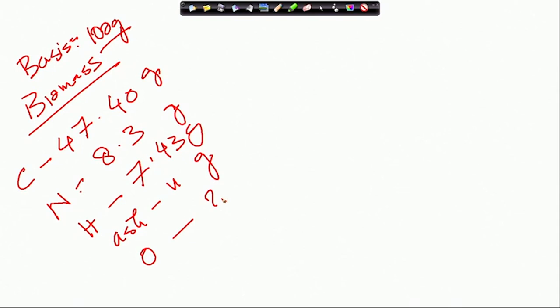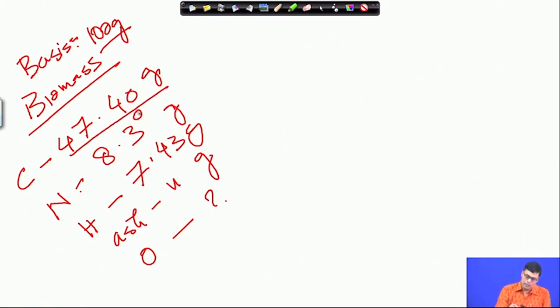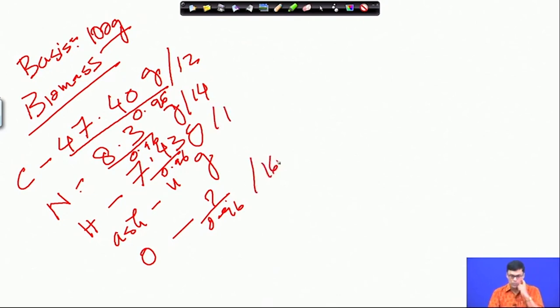When we do the stoichiometric analysis, we do it with respect to the organic substrate. So naturally this is to be converted to 100 gram of organic material, not biomass. If you want to convert to 100 gram of organic material, then you divide the carbon content by 0.96, since 4% is ash. So this is also divided by 0.96, this also, and this also. Now, you know that the atomic weight of carbon is 12, nitrogen is 14, hydrogen is 1, oxygen is 16. So if you do the analysis, carbon, hydrogen, oxygen, we can find.